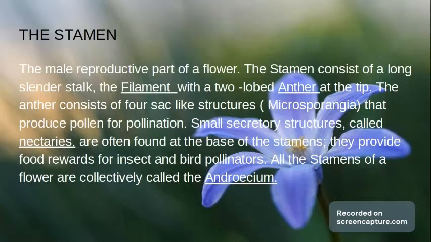The stamen consists of a long slender stalk, the filament with a two-lobed anther at the tip. The anther consists of four sac-like structures, microsporangia, that produce pollen for pollination. Small secretory structures, called nectaries, are often found at the base of the stamens. They provide food rewards for insect and bird pollinators. All the stamens of a flower are collectively called the androecium.